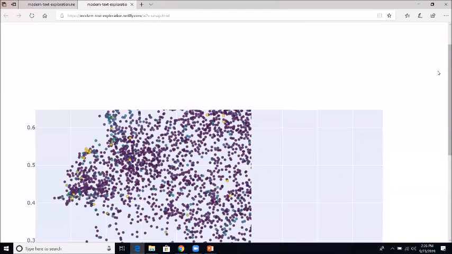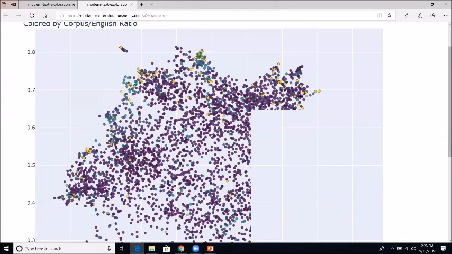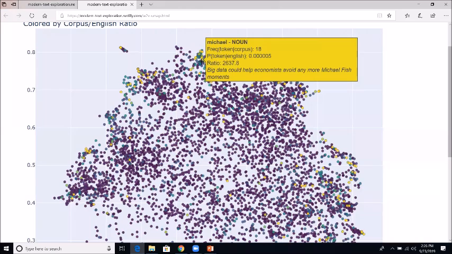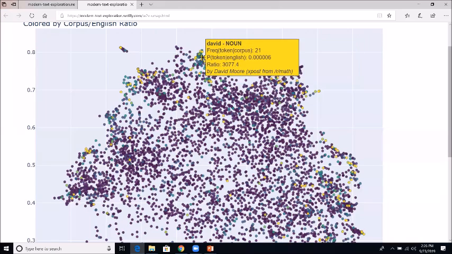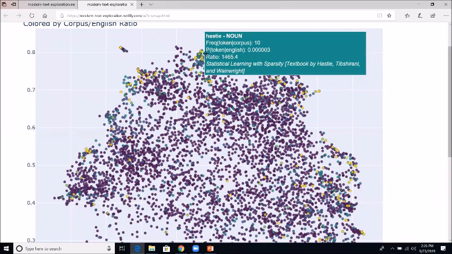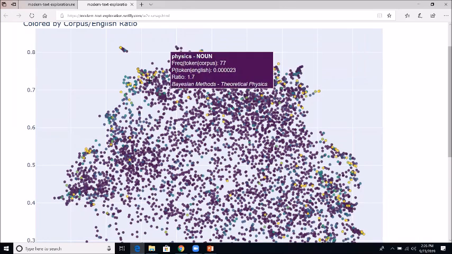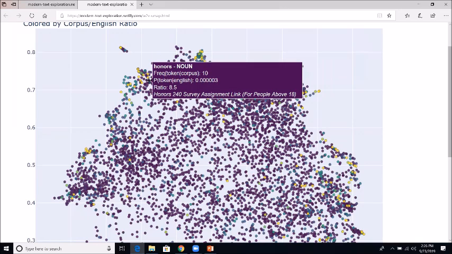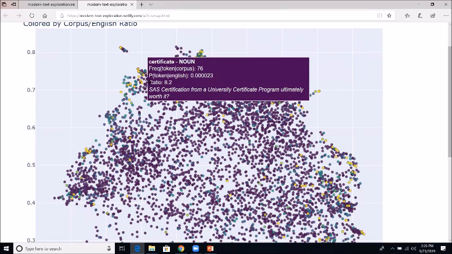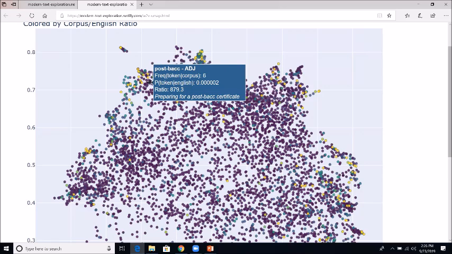I'm just going to look at some of these other clusters here. 23 seconds left, I have a buzzer beater here. Okay, up here, people talk about all the authors and textbooks that they're reading. So I saw Gelman up here. I know there's a bunch of Bayesian stuff. Alexander, Hastie, right? They've got all the textbooks. Over here is applications and education. So people talk about PhD and certificate. Is a SAS certificate worth it?